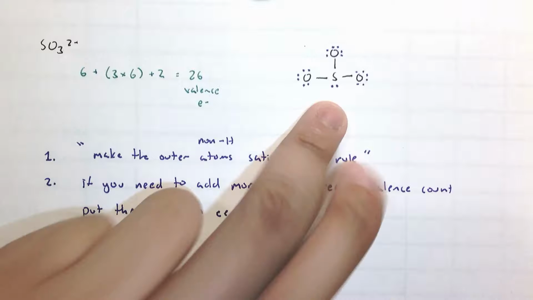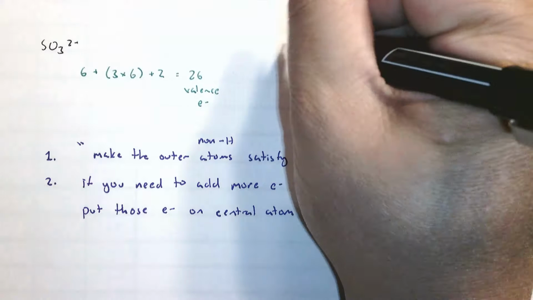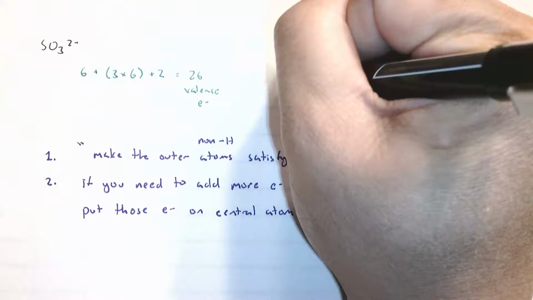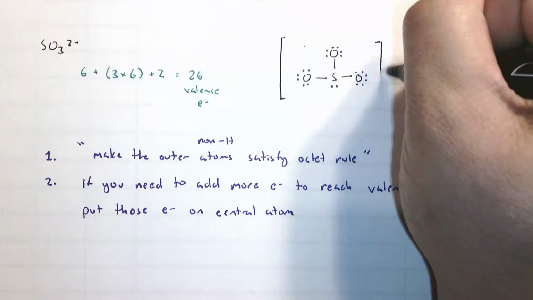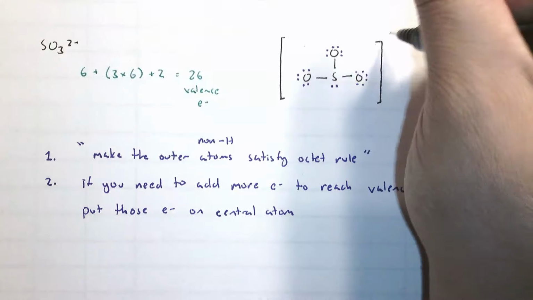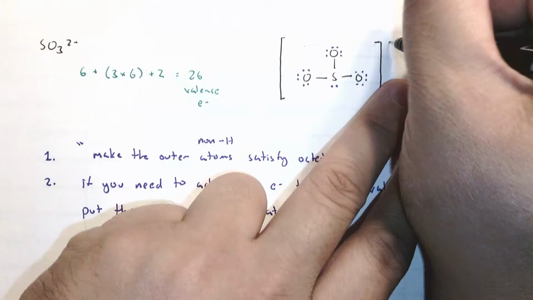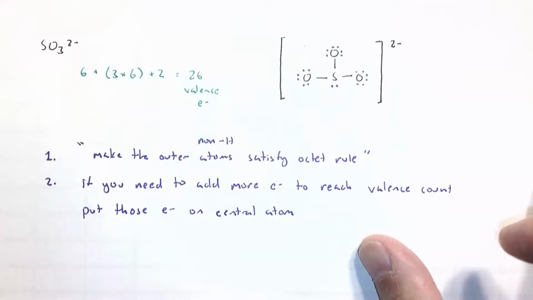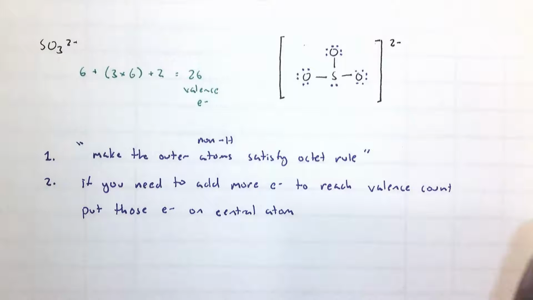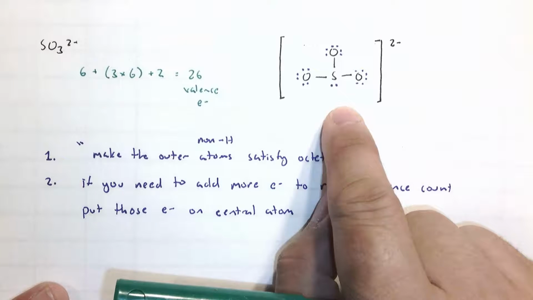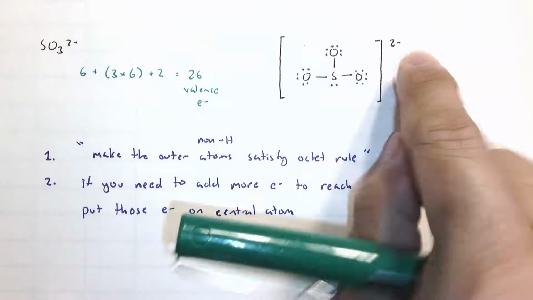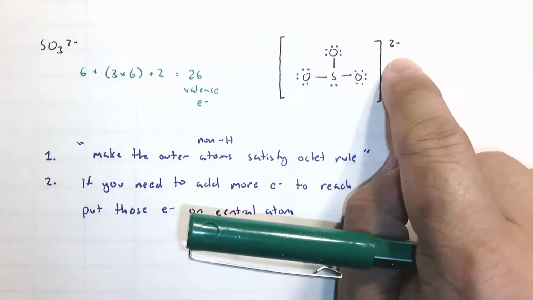Okay, this is possible. We have the right number of valence electrons. Right now we're going to put the charge outside the brackets. So this is one way to show that it's a polyatomic ion. Okay, but I want people to show the formal charge. Understand what this means. This is your Lewis structure, and the whole thing is a net 2 negative.